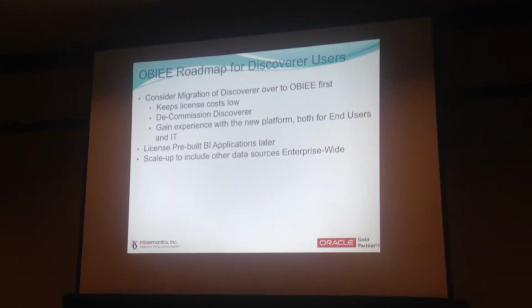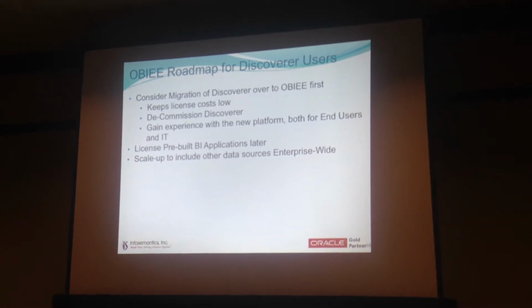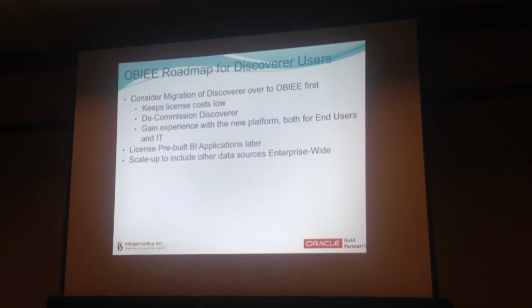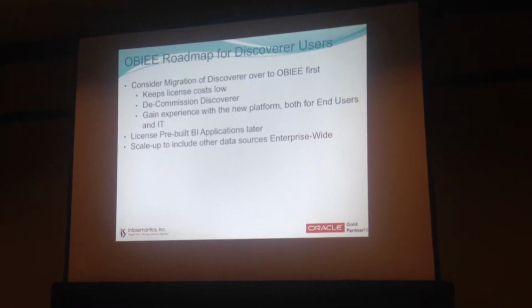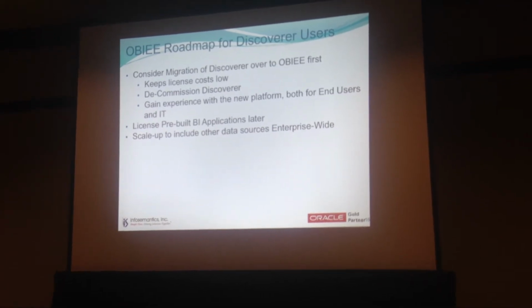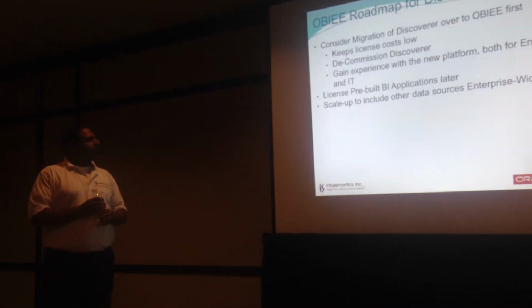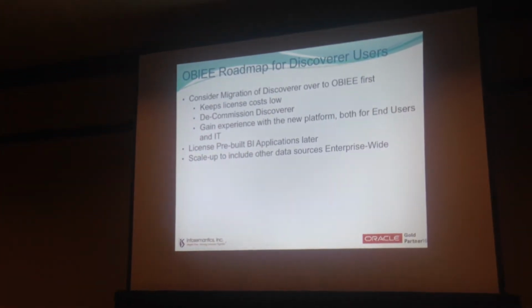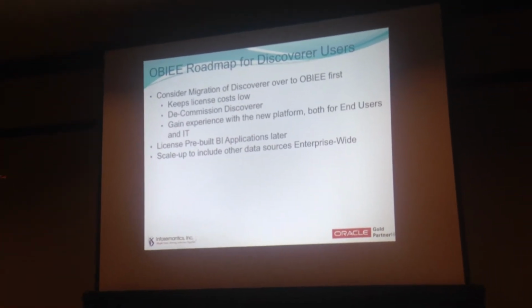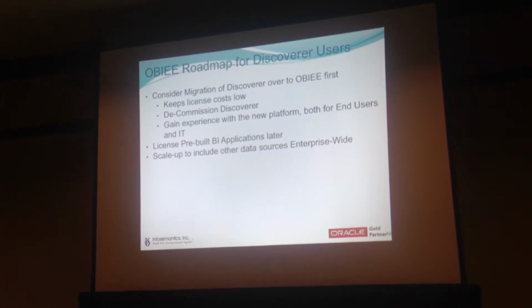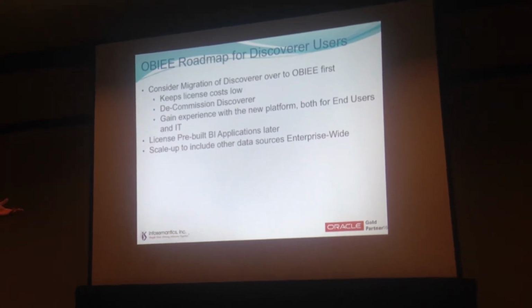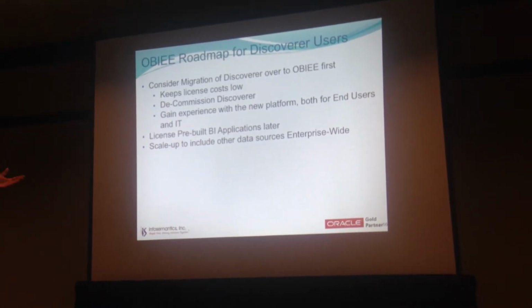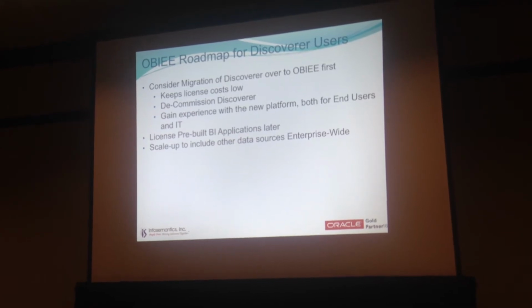The licensing is much cheaper if you buy the OBIEE product by itself. If you just buy the BI apps, as I said, you already pay part of it. The licensing is different. Once the users are comfortable with OBIEE, you can decommission Discover, get experience within OBIEE, and then go through the process of BI apps. Right?